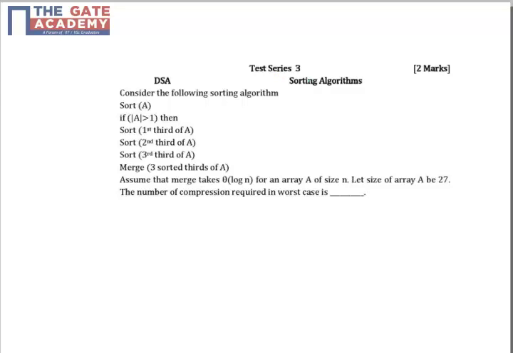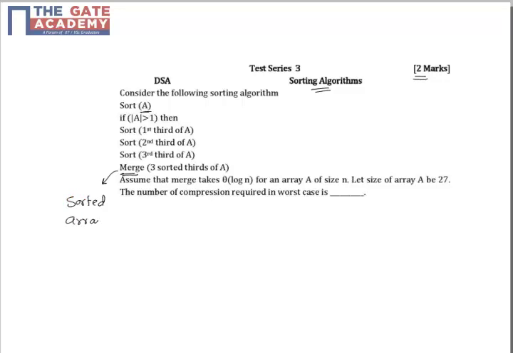Hello students. This is a question from sorting algorithms, and it is a question of 2 marks. The question is: consider the following sorting algorithm. Sort A. This is the array which we are interested to sort. If the size of A is greater than 1, then sort the first 1/3 part of the array, sort the second 1/3 part of the array, and sort the last 1/3 part of the array. Then we will run the merge procedure which runs on the sorted arrays.